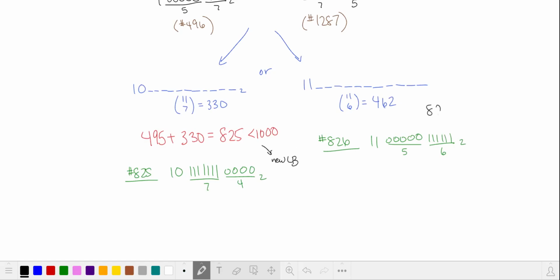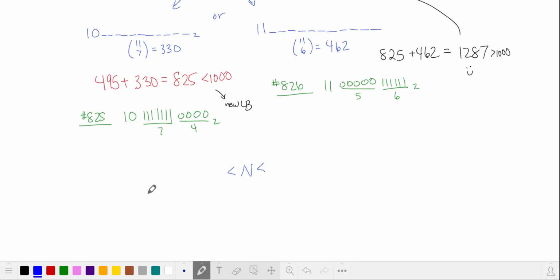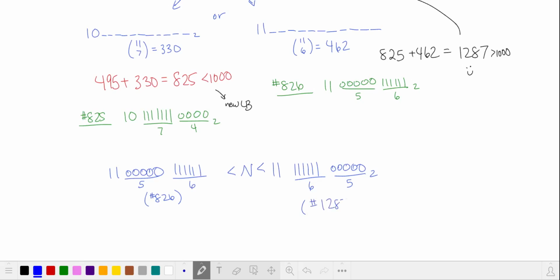Let's see what happens if after our 825 numbers that begin with 1, 0, we add in these 462 that begin with 1 and 1. This is 1287. That's the same answer that we got before, but it's also too high. So let's revise our bounds on n. This is our 826th number, which begins with a 1, 1, 5 zeros, and 6 ones, and it ends with the largest 13-digit number that begins with a 1, 1. That means we put our 6 ones here, followed by the 5 zeros. This is number 1287 in the sequence.